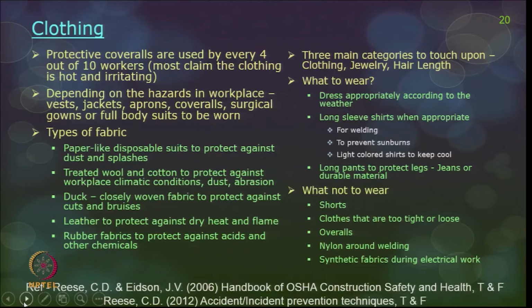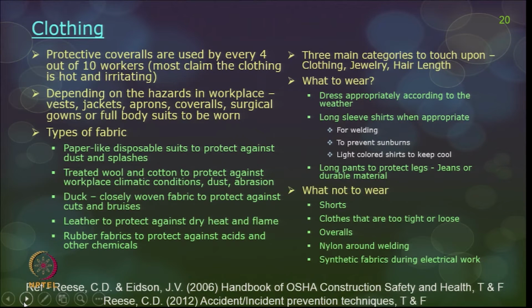Now, when you talk about clothing, there are few things which generally safety researchers touch upon. One is clothing, the actual clothing. The next one is jewelry and hair length, okay. So, you should not be wearing loose clothes which can enter machinery and so on, and jewelry should be avoided, and also the hair length should be properly held in place.